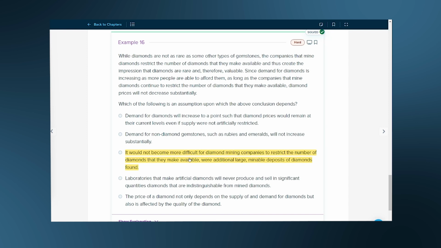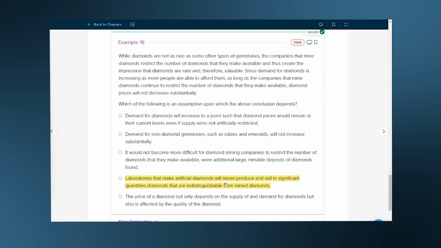C, it would not become more difficult for diamond mining companies to restrict the number of diamonds that they make available were additional large mineable deposits of diamonds found. This, too, is a little out of scope. In particular, it doesn't work because of this contingent aspect of the conclusion that mentions were they able to continue to restrict the diamonds that they make available, then diamond prices would not decrease substantially. So because that is included, this potential eventuality is irrelevant to the argument.